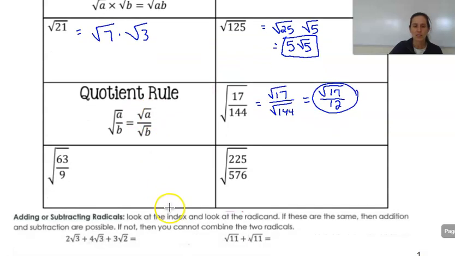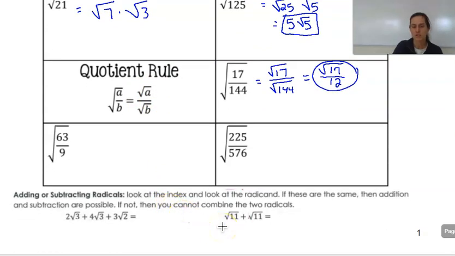If we take a look at the next one, we have square root of 63 divided by 9. I can divide 63 and 9 evenly, so I get square root of 7. So if you can divide the numbers evenly first, go ahead and do that.